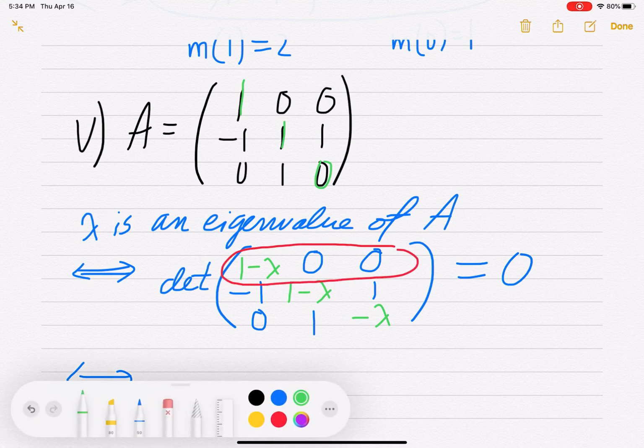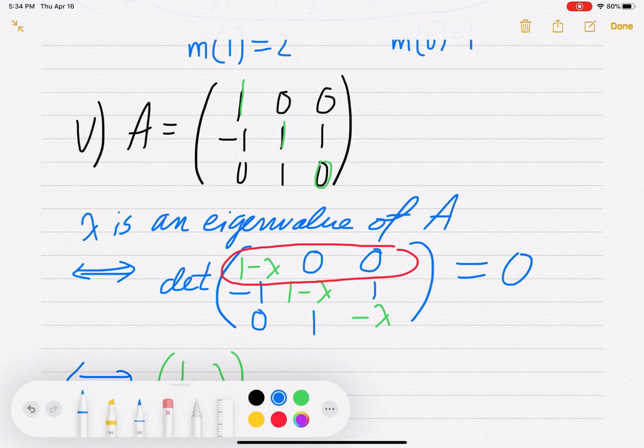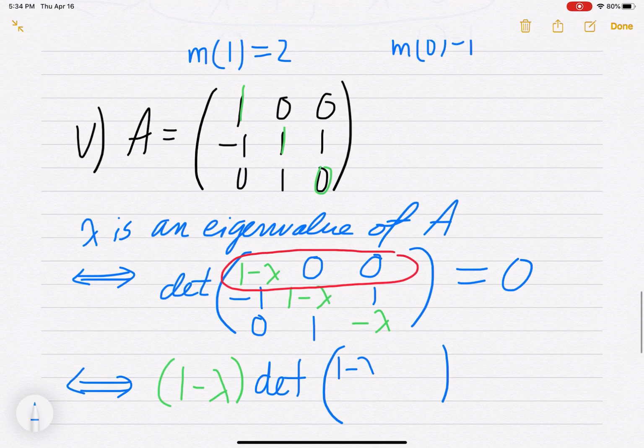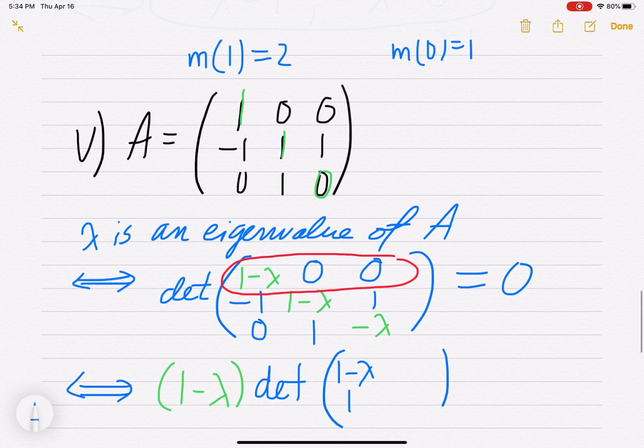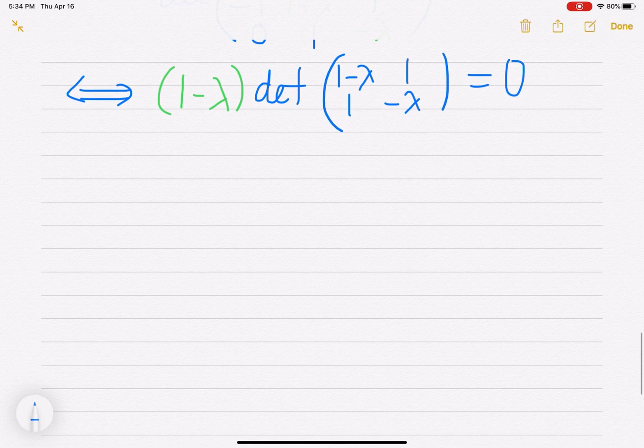So I'm going to have 1 minus lambda. That looks a lot like last time. Times the determinant of the submatrix, when you cover up the first row, first column: 1 minus lambda, 1, 1, negative lambda. This is equal to 0. But let's see if we can calculate that blue determinant there.